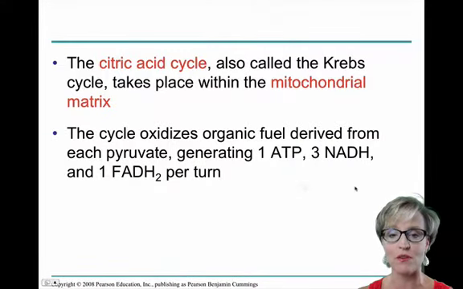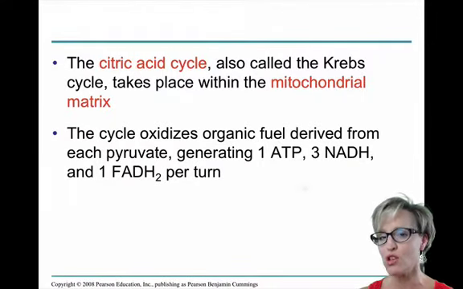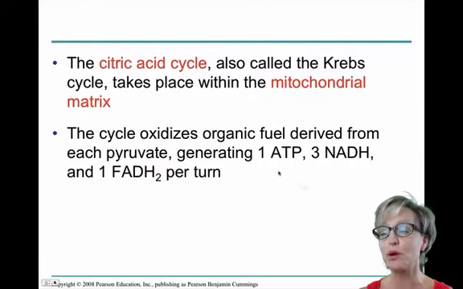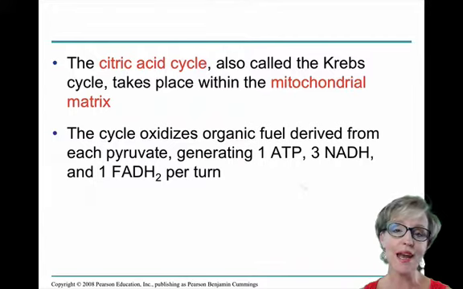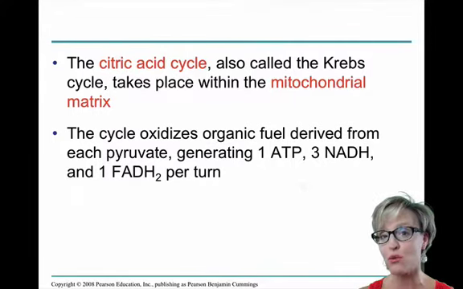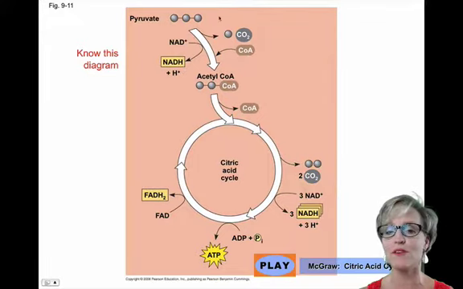Now we're ready to go into the citric acid cycle. Let me go back, we're going to watch for what we're going to generate from the citric acid cycle. Look down here, we're going to get out per pyruvate 1 ATP, 3 NADHs, 1 FADH2, which is another type of electron carrier, and then we're going to oxidize the other pyruvate, so we'll double those numbers per glucose.